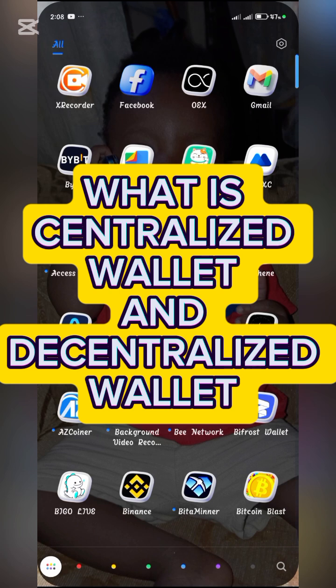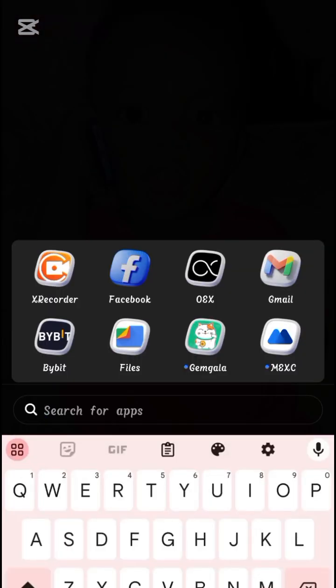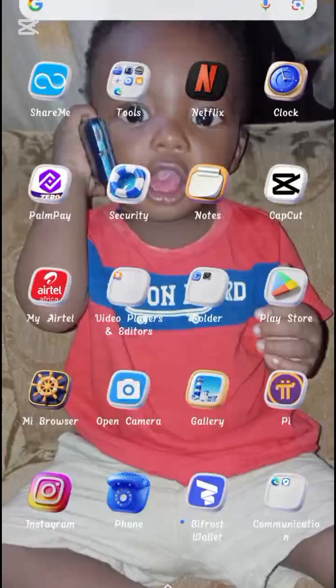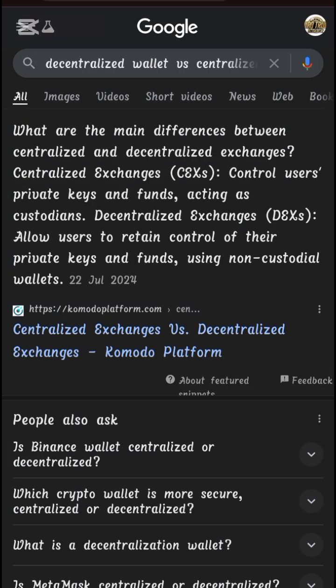One of the key guides I want to use is Google. We want to go to Google to guide us through the definition of a centralized wallet and a decentralized wallet. So, we are going to Google now. We ask what the difference is between a centralized wallet and a decentralized wallet. What are the main differences between centralized and decentralized wallets?